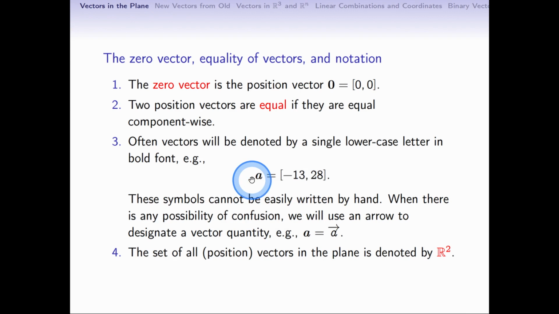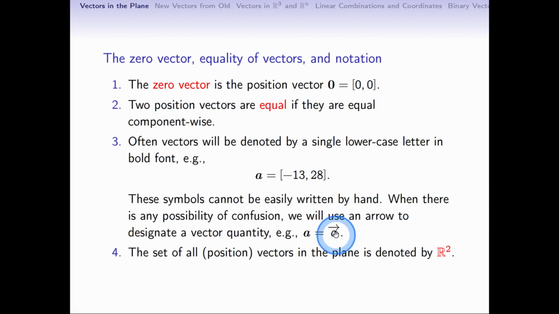For example, we can talk about the vector a having components negative 13 and 28. Now, these symbols cannot be written easily by hand. So when there is any possibility of confusion, we will use an arrow to designate a vector quantity.